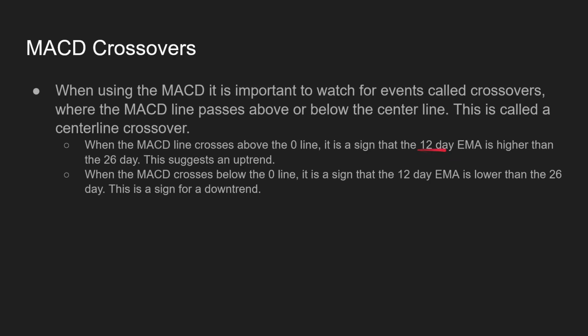If this 12-day EMA is higher than the 26-day, which is looking at an even larger sample size, that's suggesting that recent prices are increasing, they're trending upwards. This suggests an overall market uptrend. And we see the same thing in reverse, where if the MACD crosses below, it's a sign that the 12-day EMA is lower than the 26-day EMA. That's a sign of a downtrend.